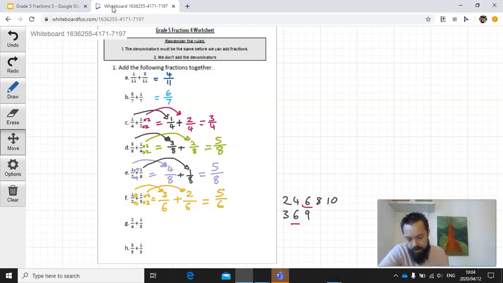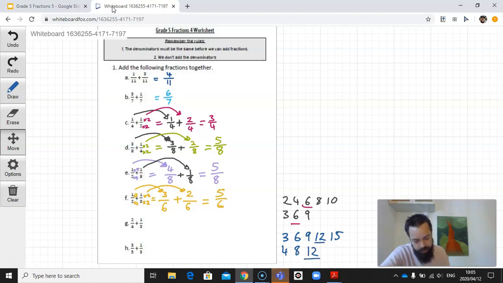Next question uses the same method. We've got to first of all find something that both 3 and 4 go into. So I'm going to jot down my 3 and 4 times table. So 3, 6, 9, 12, 15, and 4, 8, 12. And there we go. I've already found it. So I need to change these to both be fractions with twelfths at the bottom. So if I times that by 3, I can get a 12th. And I get 2 times 3 is 6, 4 times 3 is 12.